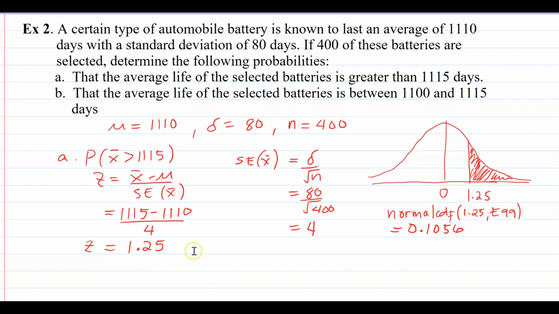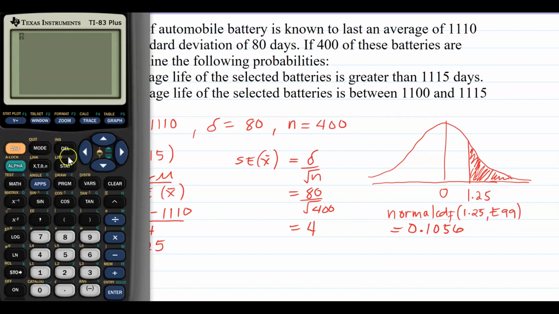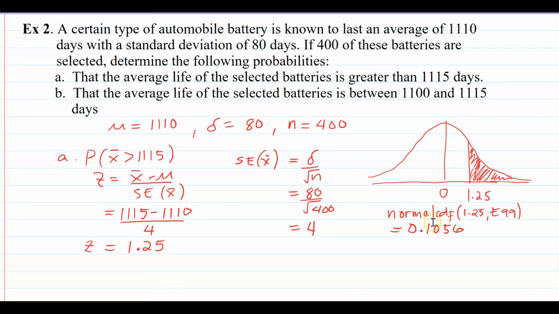Now that we have the z value, we can draw the normal curve and then locate the z value 1.25, and because we want to find the probability that x bar is greater than 1,115, we're looking for the area from z equals 1.25 to infinity, or to E99. Now using our calculator, second function distribution, normal CDF from 1.25 to E99, and we have 0.1056. Using 4 decimal places, the probability that the sample mean is greater than 1,115 days is equal to 0.1056.